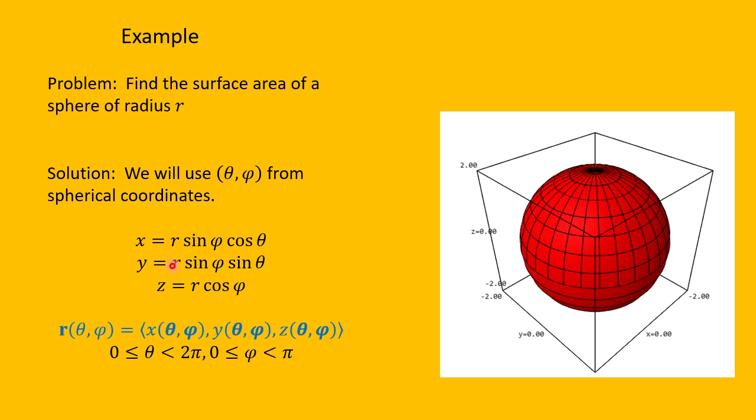So we have x, y, and z being given by these formulas again, which means that the vector valued function r of theta phi that we're looking at is going to be this vector with x, y, and z coordinates in x, y, z space, three-dimensional space. And theta can go from 0 to 2 pi, and phi can go from 0 to pi. Phi, remember, is the angle that our position vector makes with the positive z-axis.